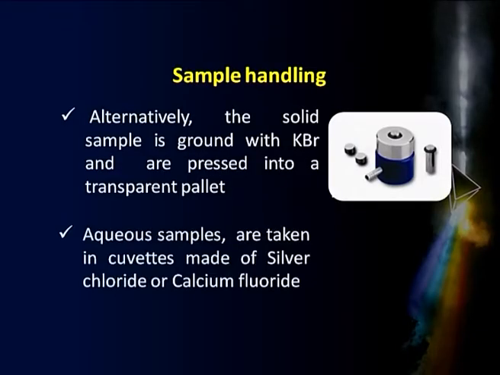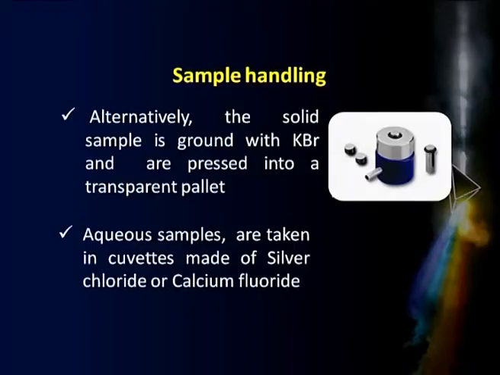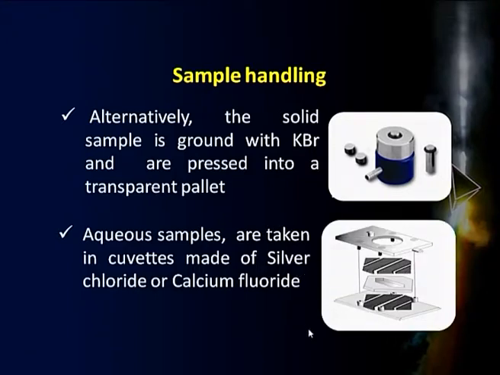For handling aqueous samples, because many times the sample which you want to study is soluble in water, I can't use sodium chloride or potassium bromide windows because they are water soluble. So, what do we do? In such cases, we take recourse to containers which are made up of silver chloride or calcium fluoride. They are typically used as containers. The sample will be held here, and on both sides we will have some kind of mechanism by which we can hold our liquid samples, and that sample can be put into the path of radiation and we can study the interaction.